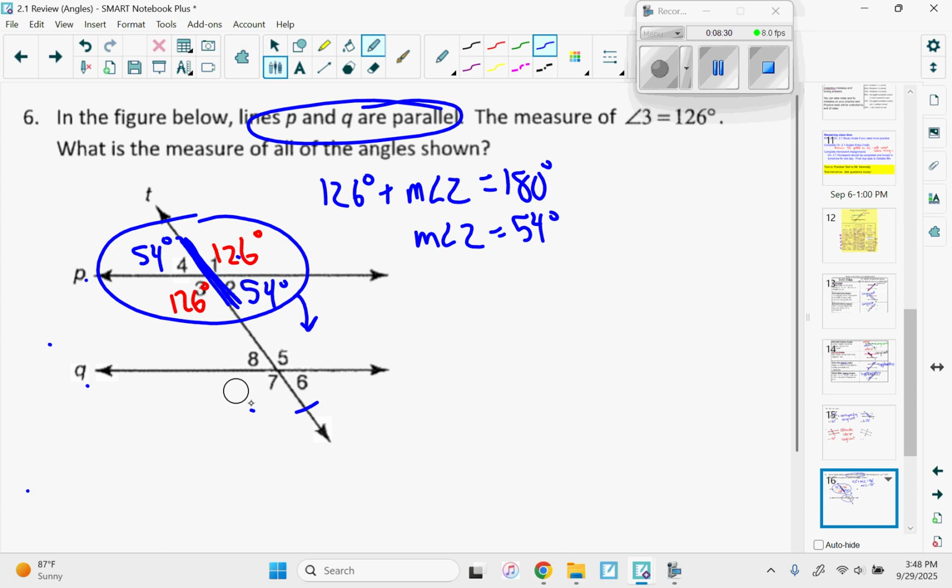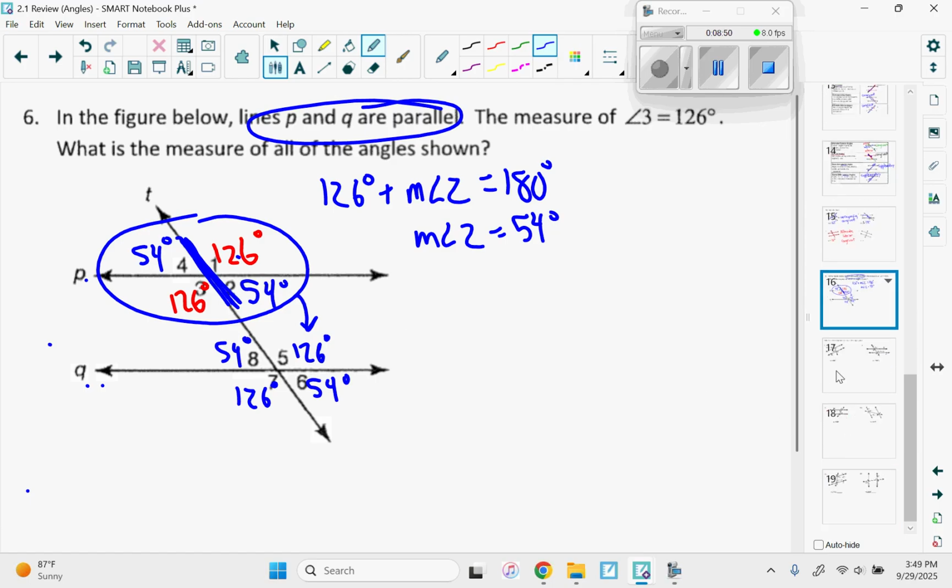So that means angle 5 is 126 degrees because it corresponds with angle 1. Angle 2 corresponds with angle 6. That's 54 degrees. And then we can fill in the vertical angle pairs to make them match.